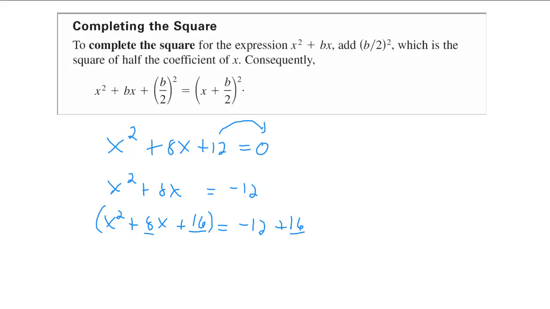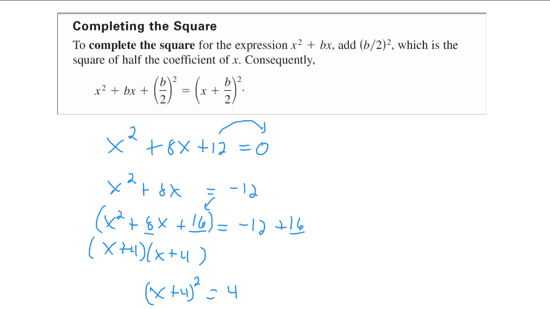What does that mean? Well, remember when we used to factor, we always asked ourselves what 2 numbers multiply to give us 16, the last number, but add up to the middle number? Well, 4 times 4 is equal to 16, and 4 plus 4 is 8. So this is going to be x plus 4, x plus 4. It will always turn out to be the exact same thing. So I'm going to have you write it this way: x plus 4 squared is equal to negative 12 plus 16, which is 4.